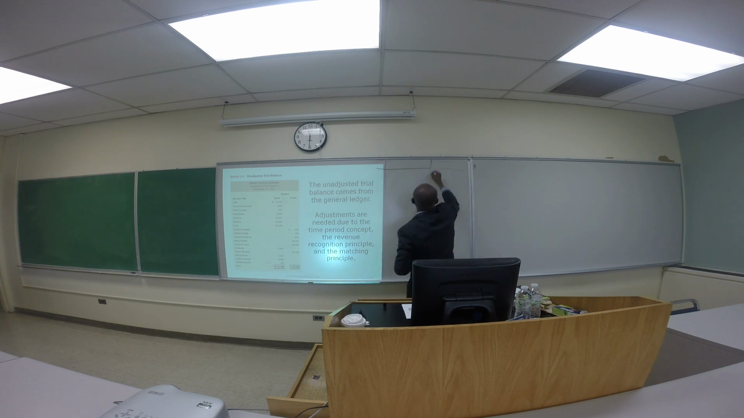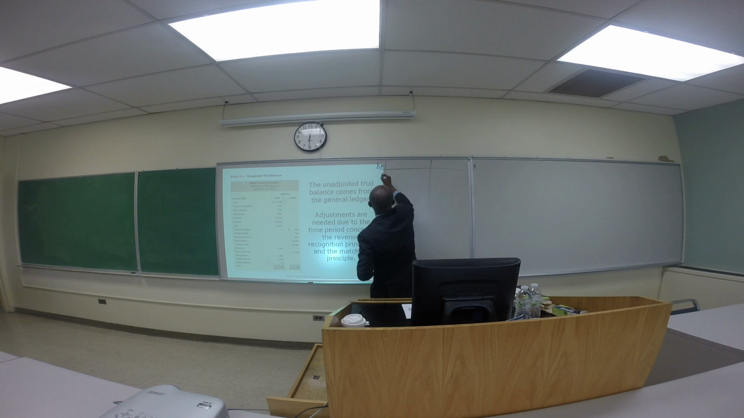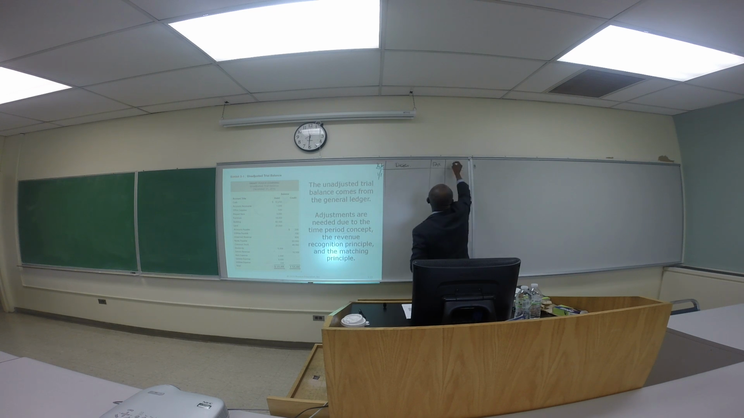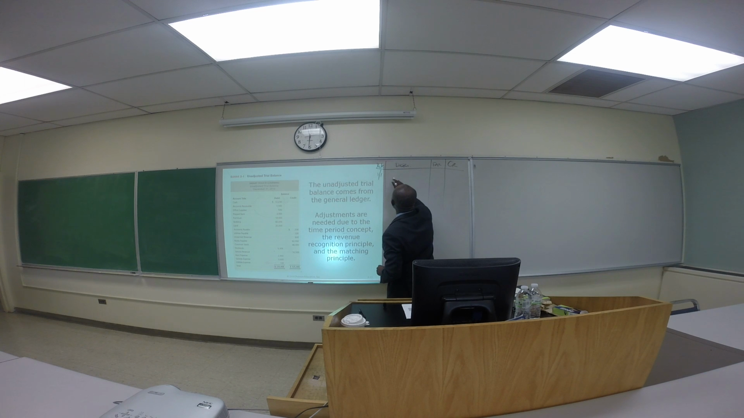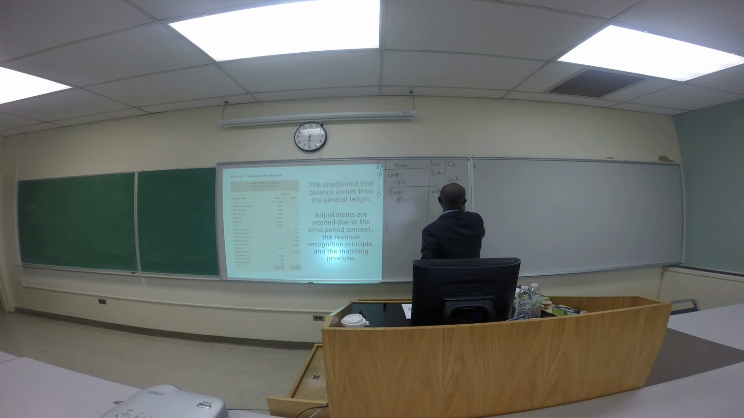Remember, this is the format of the journal, right? Let's assume that this column is the description, this is debit, and this is credit. Let's assume that we started the company with $30,000. So we debit cash $30,000, and we credit common stock $30,000. All right? Now, let's assume that we provided $20,000 worth of service to a customer for cash. So we received $20,000 cash, and revenue is recorded for $20,000.